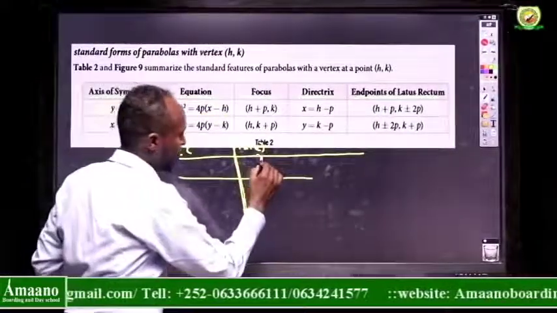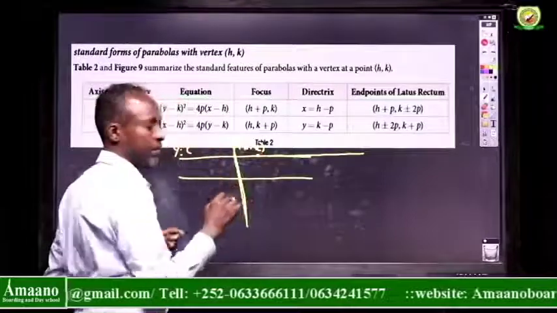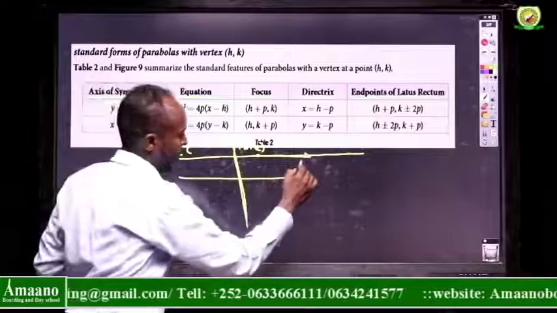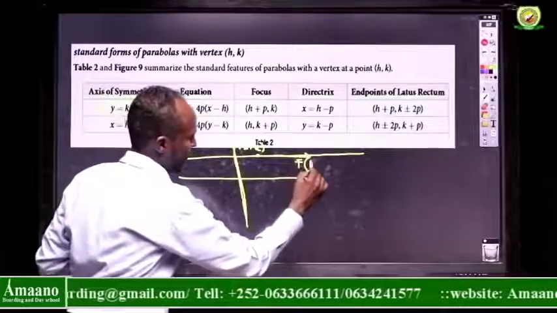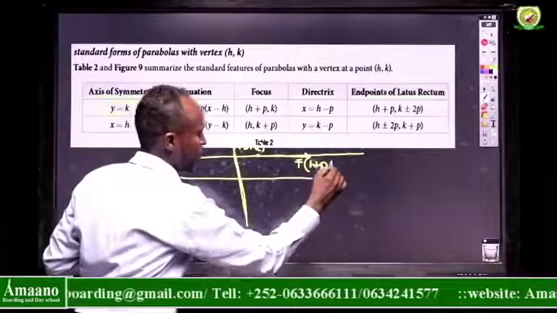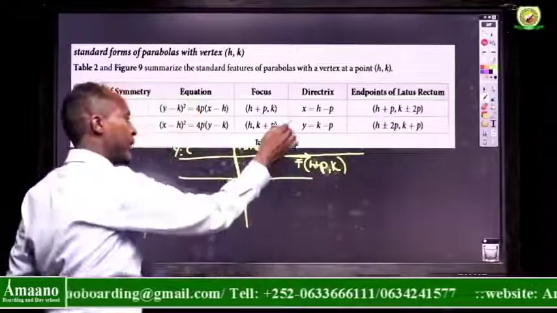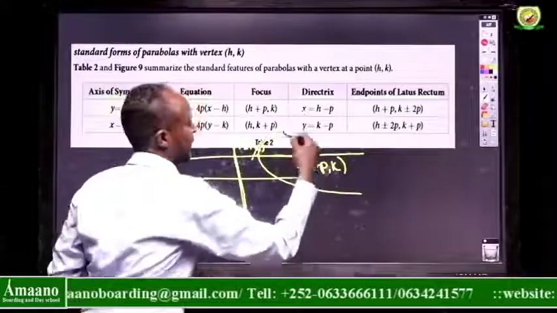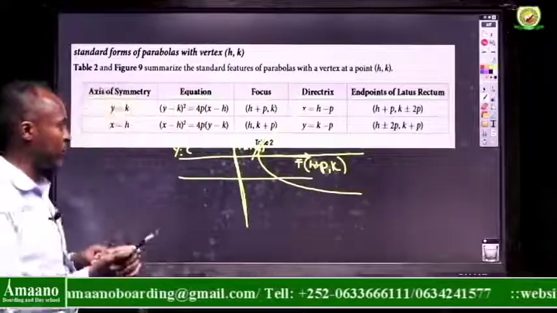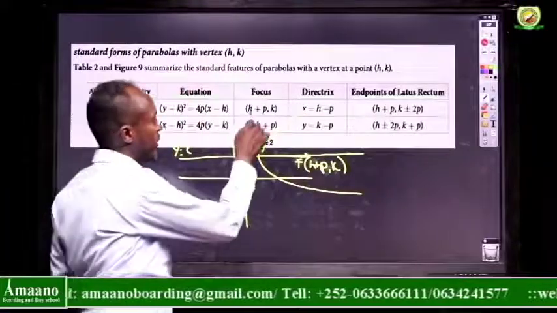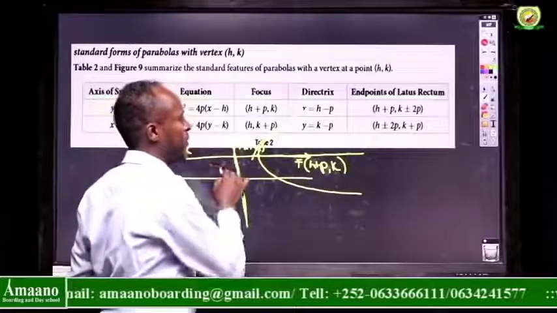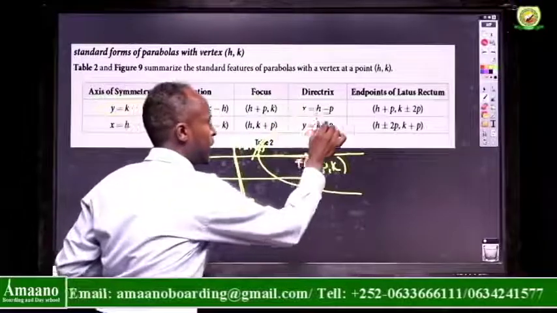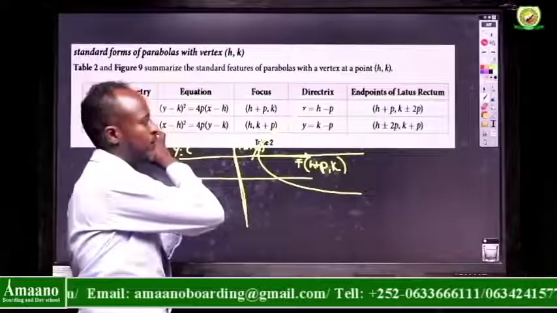Y equals k. Therefore, in order to sketch, let us draw the focus. The focus is p units right from the vertex. Therefore, it goes here as F is h plus p, comma k. Therefore, our parabola is concave to the right side. It opens to that side. Therefore, if the focus has h plus p, then the equation of the directrix is x equals h minus p.